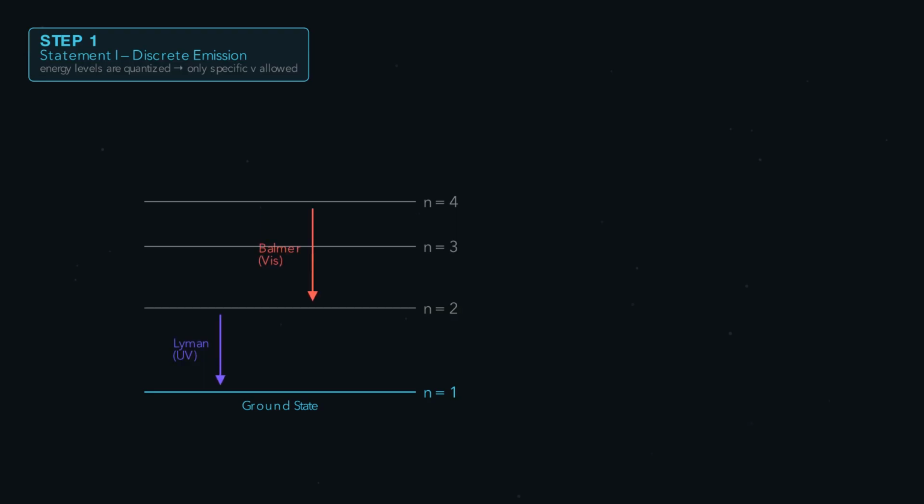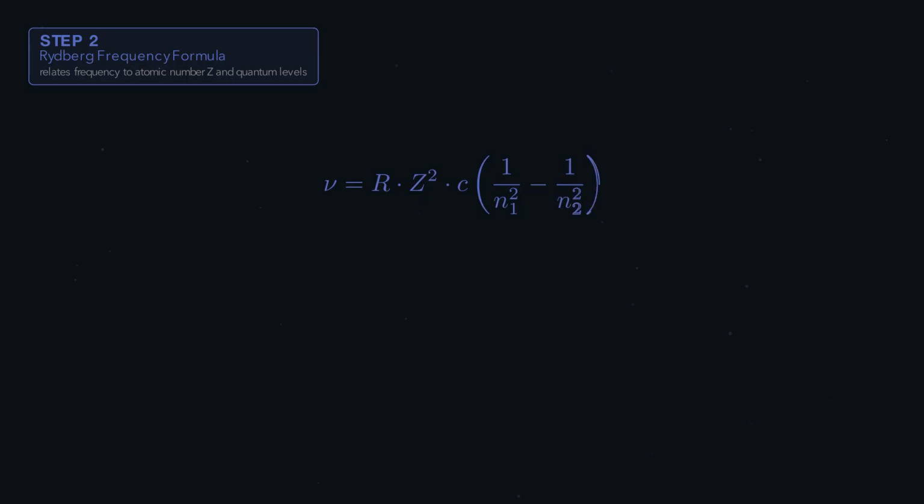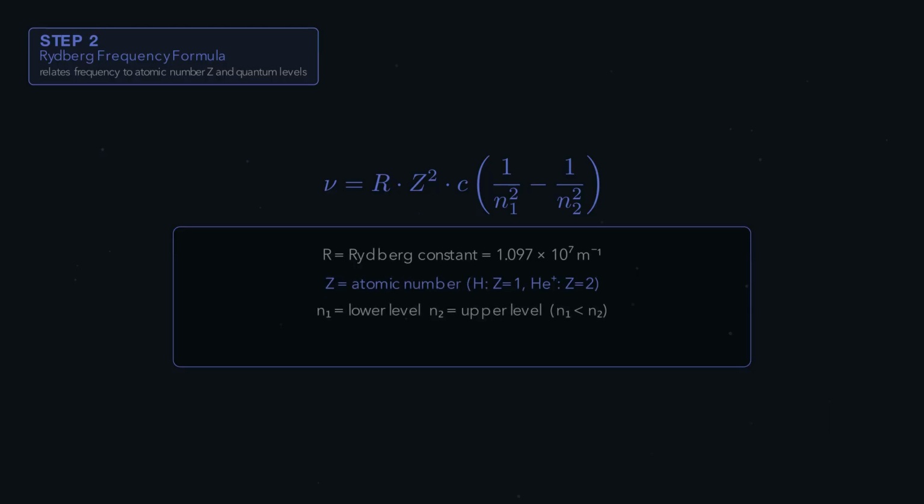Statement 1 is true. Electric discharge breaks hydrogen molecules into atoms, and electrons get excited to higher energy levels. When they fall back down, they release energy as photons. Because atomic energy levels are quantized, only specific discrete frequencies can be emitted. This is the very origin of line spectra. Statement 1 is correct. For statement 2, we use the Rydberg formula.